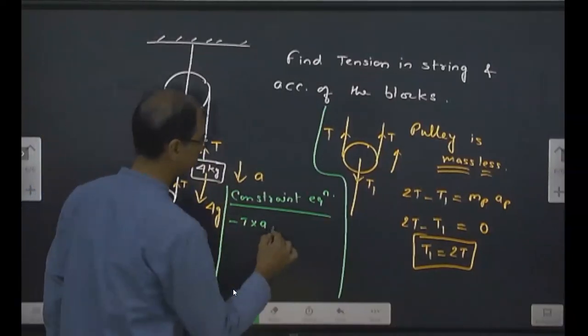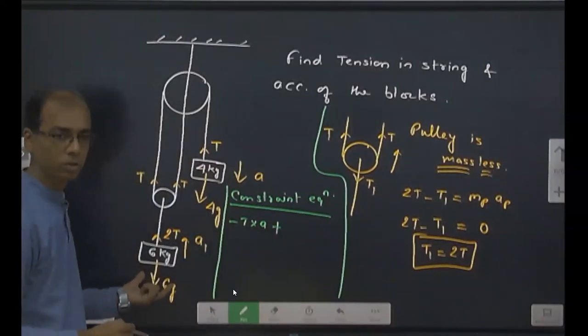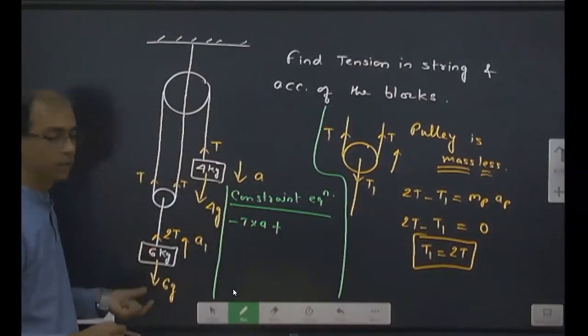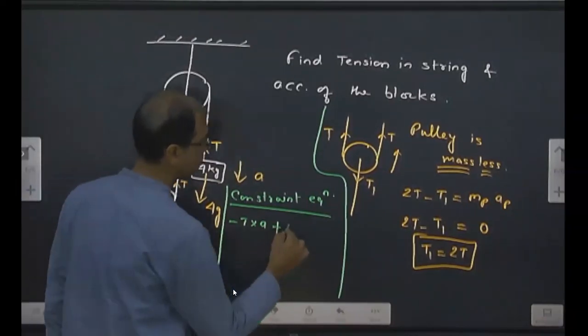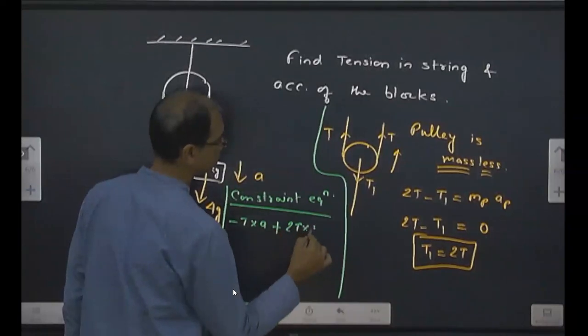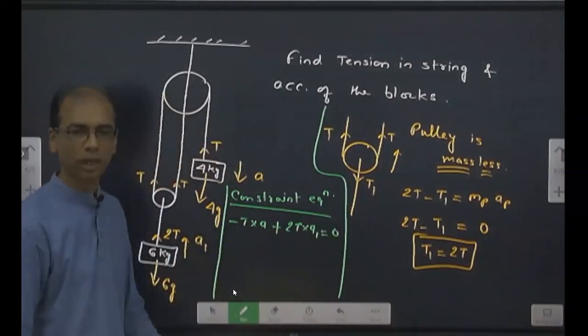Plus, check here. This block is also going to move. Yes. Tension in this one is 2T and its acceleration is A1. Both are in same direction. So 2T into A1 equal to 0. That's all. Nothing more than that we have to do.